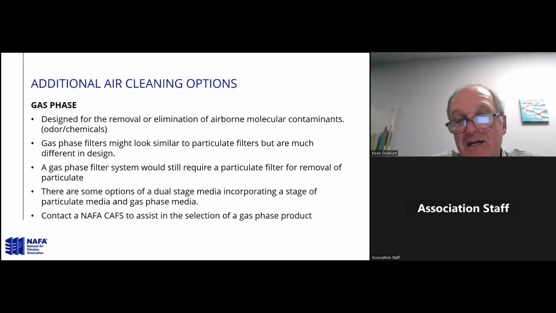Wouldn't it be nice if you had a system where you could put a mechanical filter and a gas phase filter in the same filter housing or filter box? I don't know of too many systems that are designed for that today, but going forward, why not? You should be able to accommodate that, especially at installation.